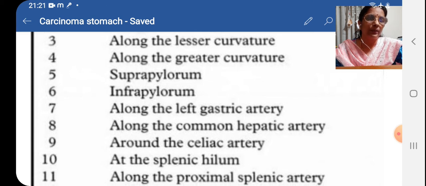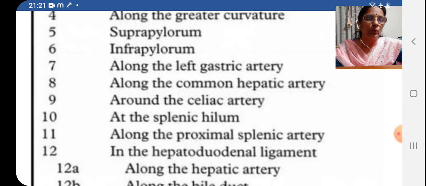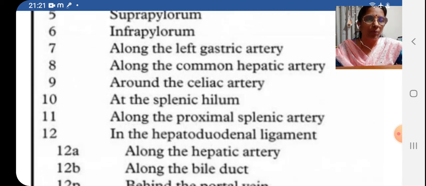While doing surgery of the stomach, we are more concerned about these first 6 groups of nodes. Removal of these 6 groups of nodes is called D1 dissection. Then for nodes 7 to 11, if we are removing those, that means lymph nodes seen close to the celiac artery and the splenic artery.